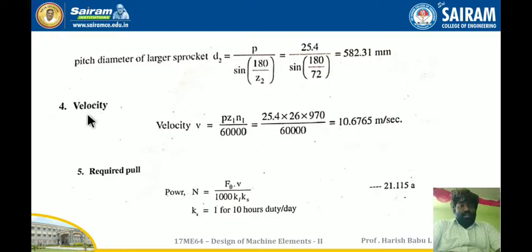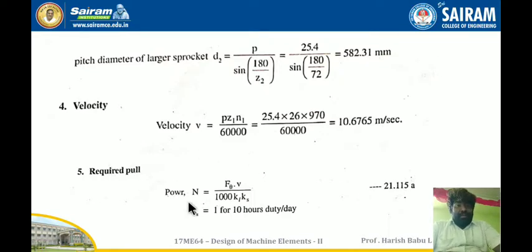The fourth step will be based on the velocity. So velocity is equal to P Z1 N1 divided by 60,000. So pitch P which is selected is 25.4, Z1 is 26 and N1 will be 970, divided by 60,000. I'm going to get 10.6765 meter per second.